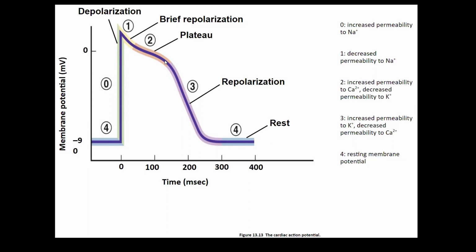Phase 2, the increased permeability to calcium combined with decreased permeability to potassium, basically leaves us with this kind of plateau. We're not falling very much, but we're not really having enough calcium coming in to depolarize us again, just to slow this escape. And third, once we don't have calcium coming in anymore and we really do open those potassium channels, we have major repolarization, like actual repolarization. We go down and come back to our resting membrane potential.